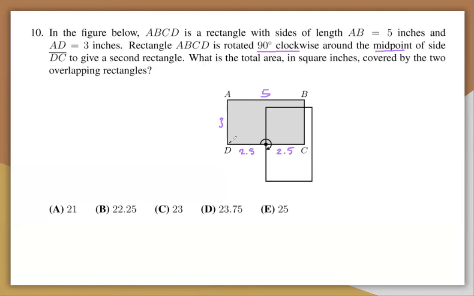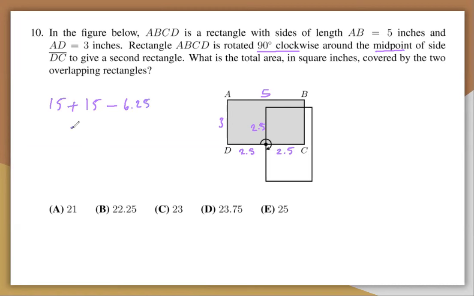Okay, so we have the one rectangle is 15, and then we have 2 copies of the rectangle, but this middle region was counted twice, which needs to be subtracted. Since we know this is 2.5 and this is 2.5, and since this is rotating that way, that means this part is also 2.5. So to get this area, that's 2.5 squared.